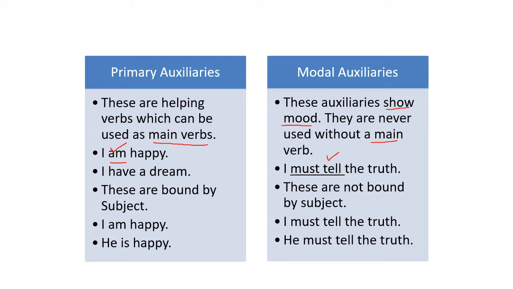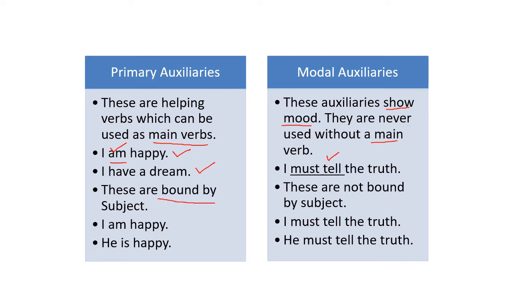Whereas, let me tell you children, primary auxiliaries are used to show the tense. Primary auxiliaries are used to show tense in a sentence. They indicate time of action. But in the sentences that are given here, you can see they are not indicating time of action. Actually, they are used here as main verbs. They are indicating action.